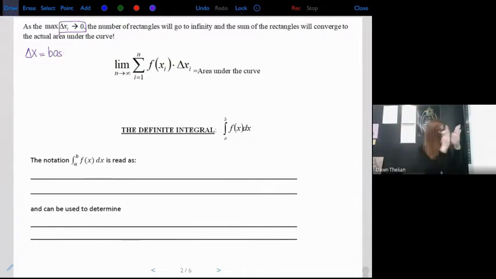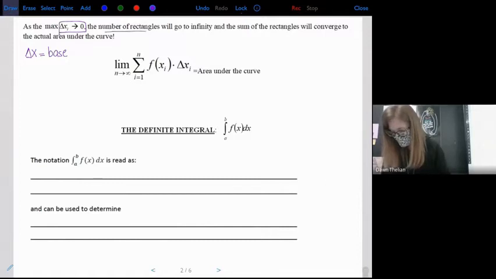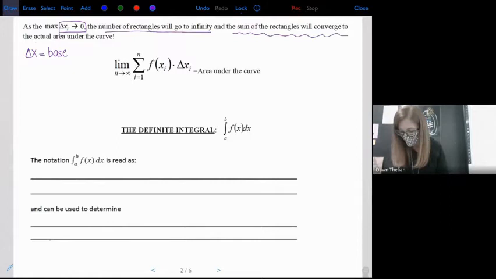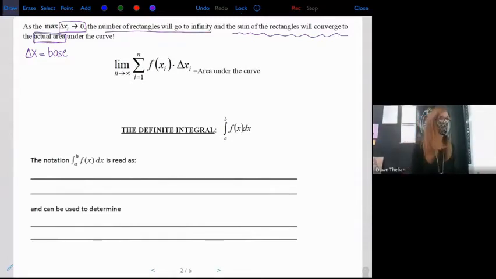So as that goes to 0, then that means the number of rectangles will go to infinity. We're going to make the base smaller and smaller and smaller to get more and more rectangles underneath the curve. Then the sum of the rectangles will converge to the actual area under the curve, the exact area underneath that function. So the notation for this is what we have to go over now.